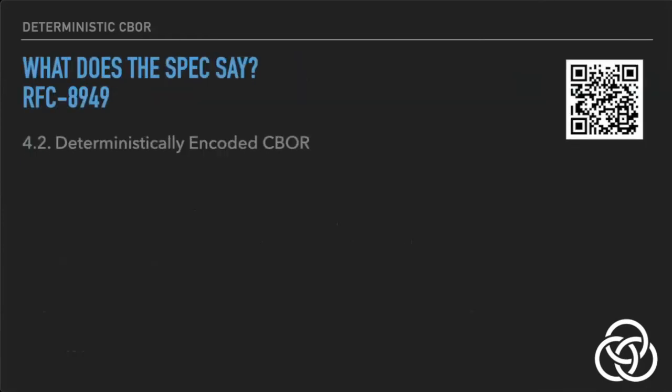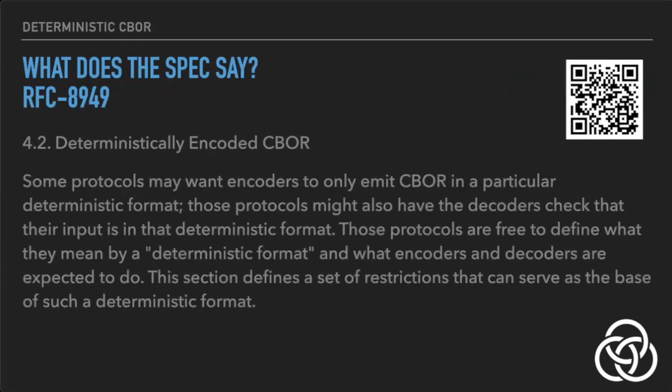All right, so what does the actual spec for CBOR say? The spec is RFC-8949, and section 4.2 specifically deals with deterministically encoded CBOR. So I'll just read this verbatim. Some protocols, which are things built on CBOR, may want encoders to only emit CBOR in a particular deterministic format. Those protocols might also have the decoders check that their input is in that deterministic format when reading it back in. Those protocols are free to define what they mean by a deterministic format.